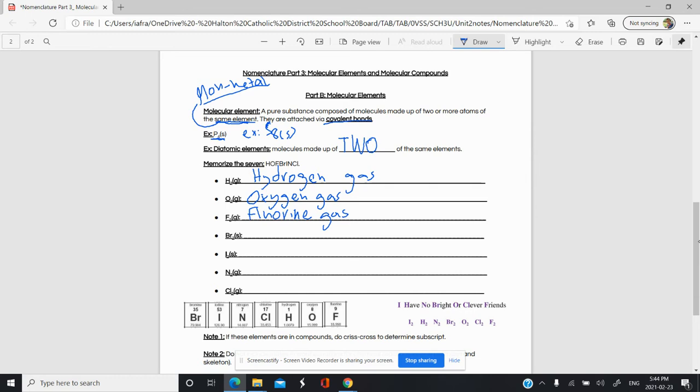Bromine, I made a mistake here. This should not be an S. This should be a liquid. So this is bromine liquid. That's an L, liquid, or liquid bromine. That's the standard state of bromine. Iodine is iodine solid or solid iodine. Nitrogen is nitrogen gas. And then chlorine is chlorine gas.